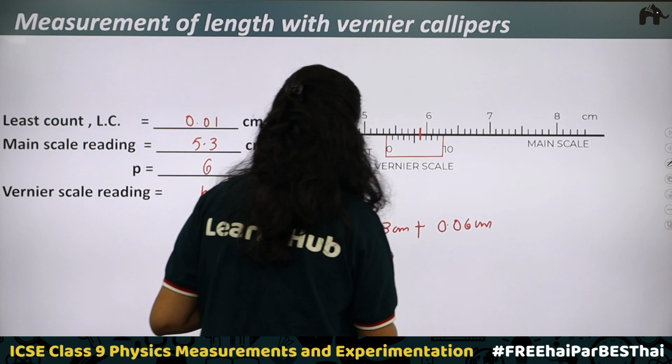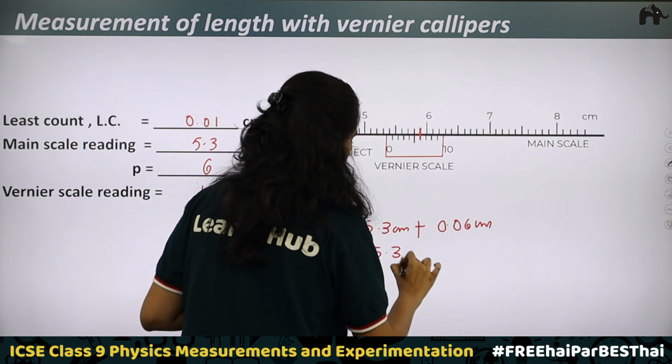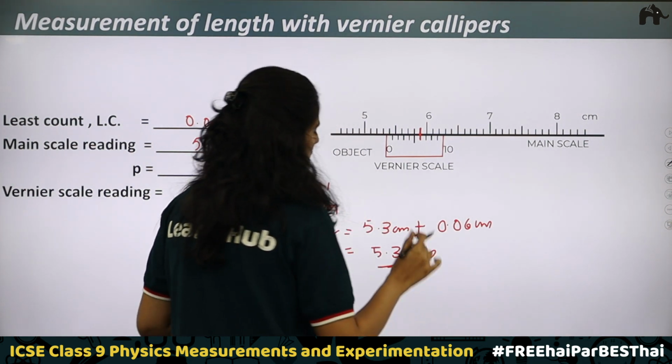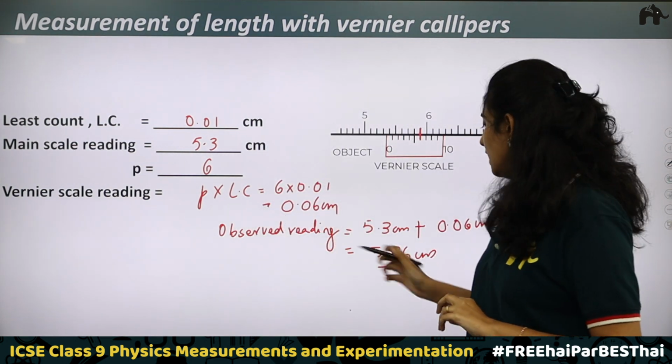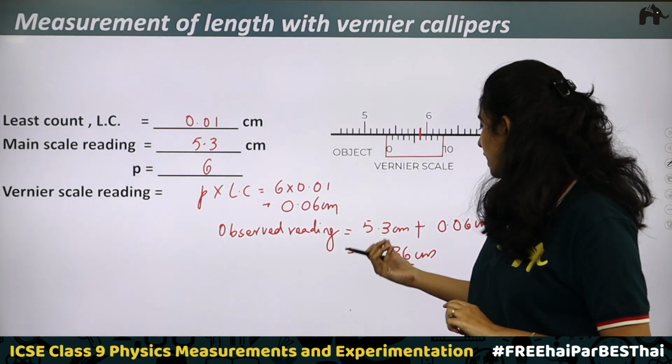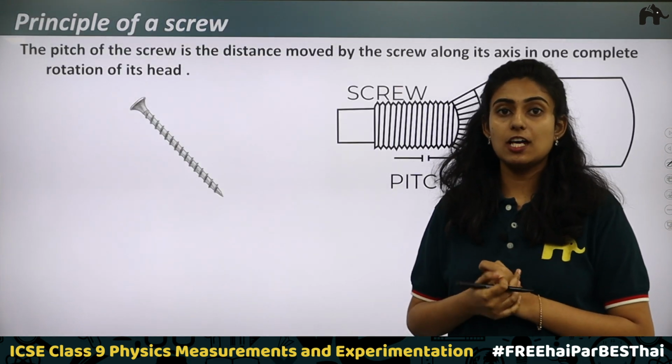0.06 centimeters, that is equal to 5.36 centimeters. So if this vernier calipers is free of zero error, in that case the value that we read is 5.36. Next we will be discussing about screw gauge.